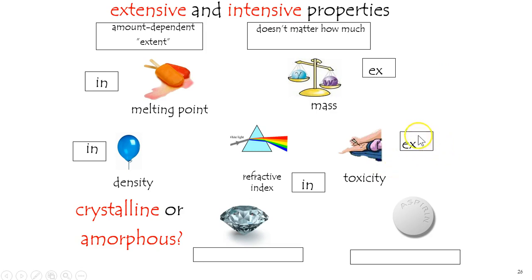Toxicity is a nice example of an extensive property. More of a given substance will typically have a larger toxicity.